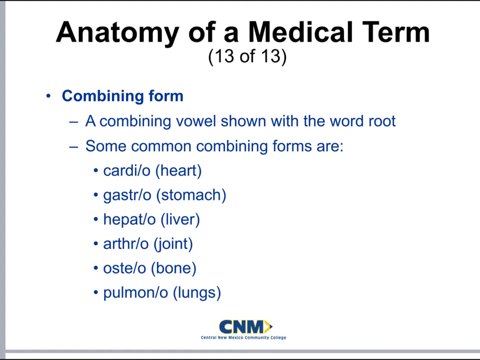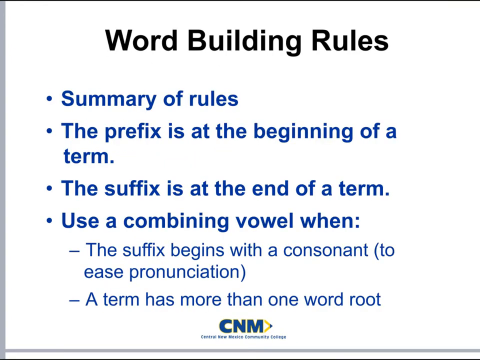A combining form is a combining vowel shown with the word root. Some common combining forms are cardio, gastro, hepato, arthro, osteo, and pulmono, and we saw that earlier with cardiopulmonary. So here's a summary. The prefix is at the beginning of a word. The suffix is at the end of a word. Use a combining vowel when the suffix begins with a consonant. This helps ease pronunciation. Or a term has more than one word root. So again, cardiopulmonary is a good example of that.